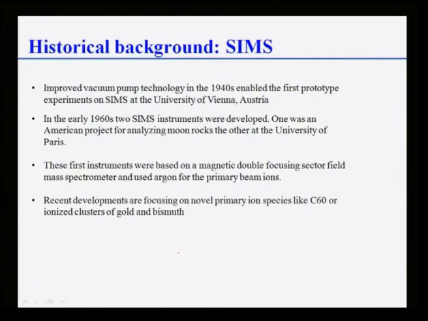In fact, only in the 1940s, actually 1948 or so, the first prototype SIMS experiments were done at the University of Vienna, Austria. In the 1960s, two SIMS experiments were developed, but not so good. One was an American project for analyzing moon rocks, the other was at the University of Paris. These first experiments were based on a magnetic double focusing sector field mass spectrometer and used argon as the primary ion beam. Obviously, these things are not known to you, I am going to discuss them in detail. Then this was followed by recent developments in focusing noble primary ion sources, like C60, even ionized clusters of gold and bismuth. This brought a lot of instrumentation and computation to the technique, and now it is fully automated and comes at a cost of a few tens of crores of rupees.